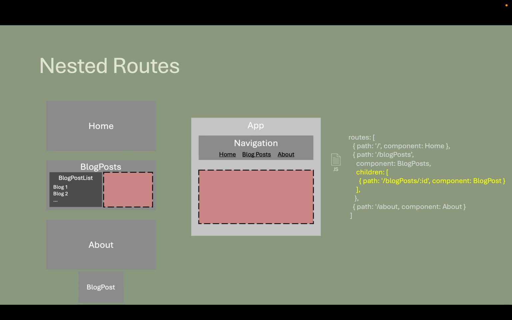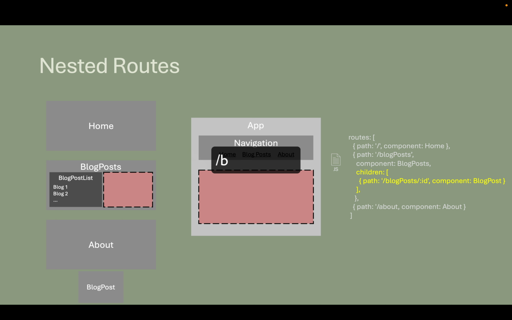This syntax means that the blog post component will be rendered inside blog posts router view when the path /blogposts/:ID is matched. This path has two parts. /blogposts is called the static segment of this path, and the :ID is the dynamic segment of this path. It is also called the param of the path. Apparently, in this case, the param represents the ID of a blog post.